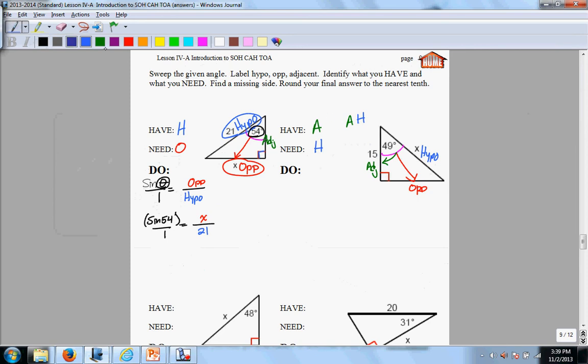So it's going to be cosine, or CAH. So you write that down. Cosine of theta over 1 equals adjacent over hypo. Now you circle, plug, chug. Cosine of theta. Theta is going to be 49 degrees. So cosine 49 degrees over 1 equals adjacent, which in this case is 15, over hypo, which you don't know, is x. You cross multiply, you isolate x, then you get your calculator out and solve.